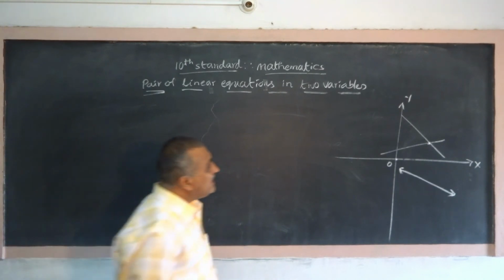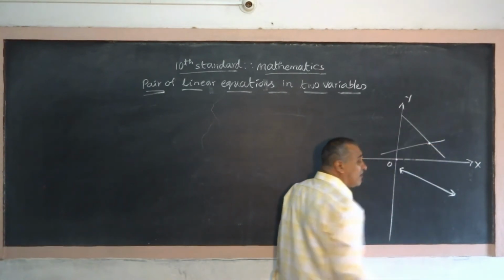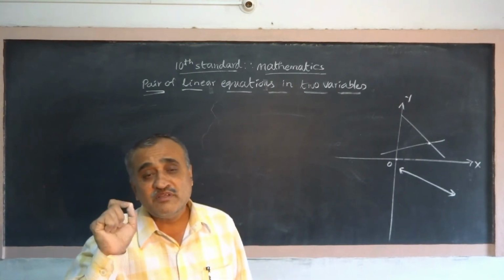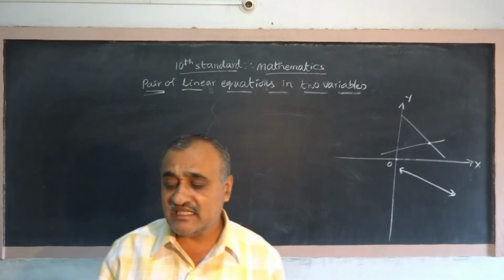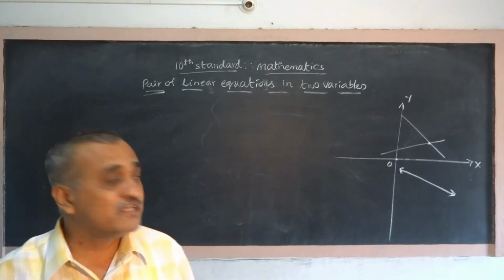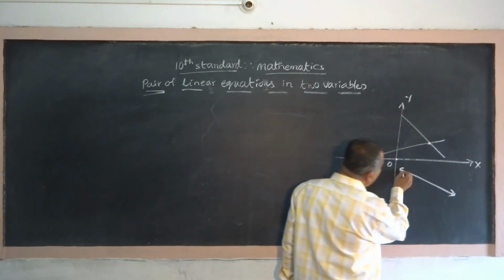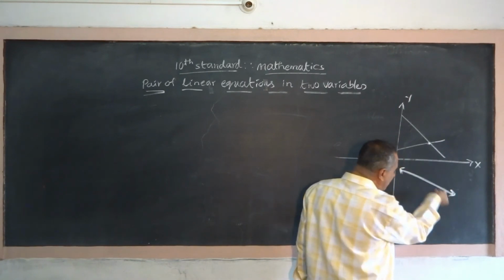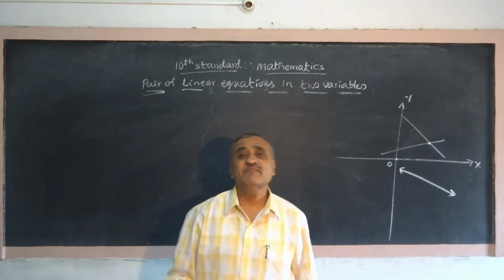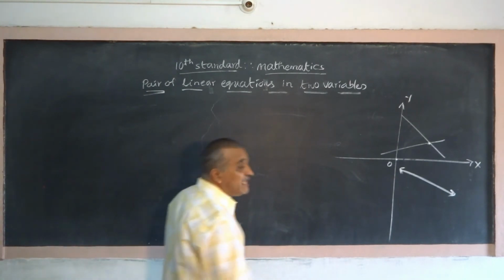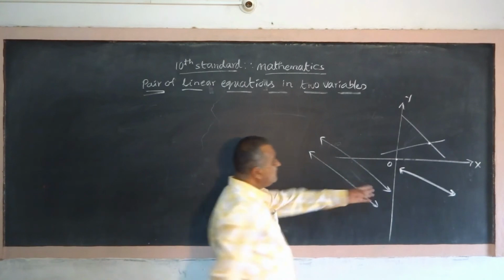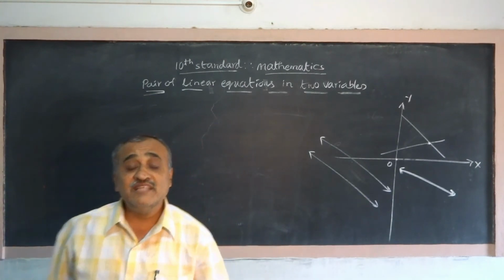If the two lines intersect, they have a solution. We say there is a consistent solution, an exact solution. If one line y equals mx plus c and another line lies on top of it, we say they have plenty of solutions. Otherwise, they never intersect. They may be parallel.